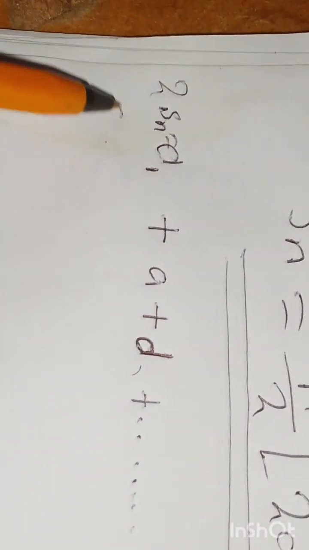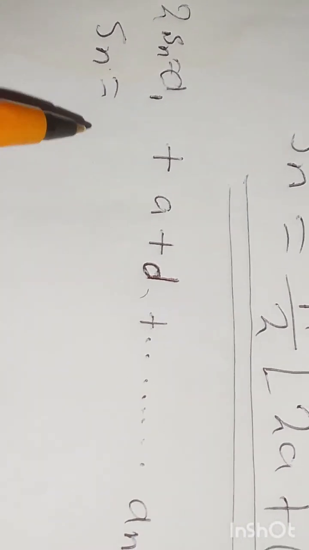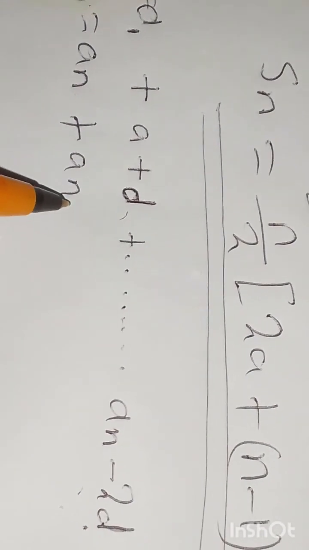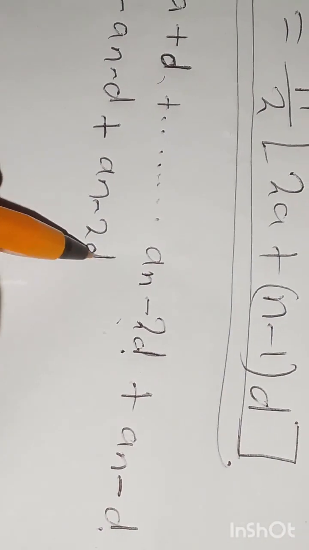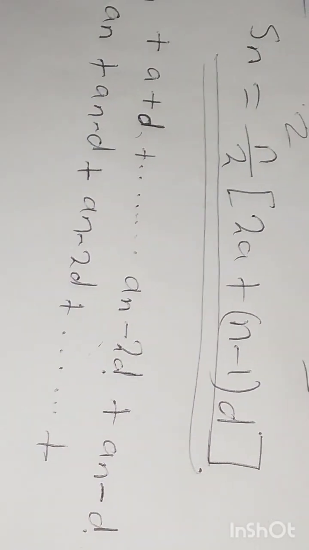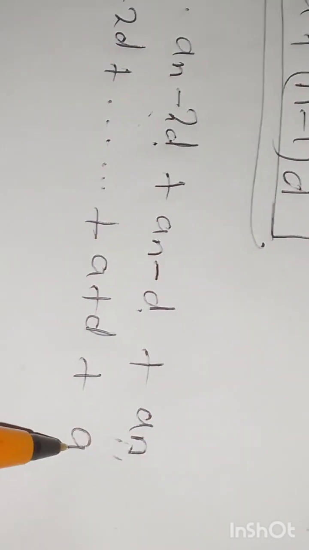So now we can also rewrite this again. S of n is equal to a n as our first term, plus a n minus d, then plus a n minus 2d, then you carry on plus, and our last terms are a plus d, then plus a. I've written this one from the first to the last, and this one from the last to the first. So again you have to add them.